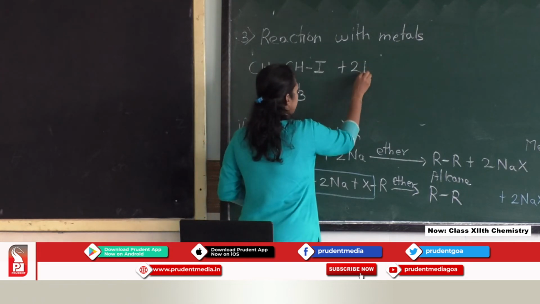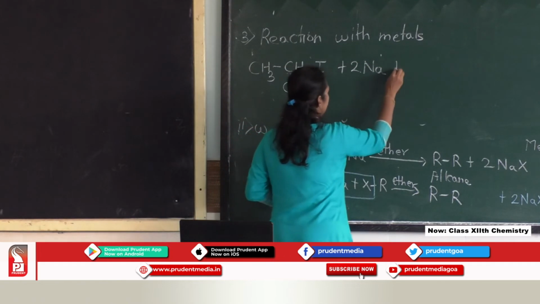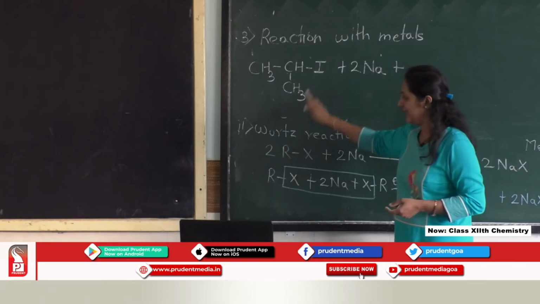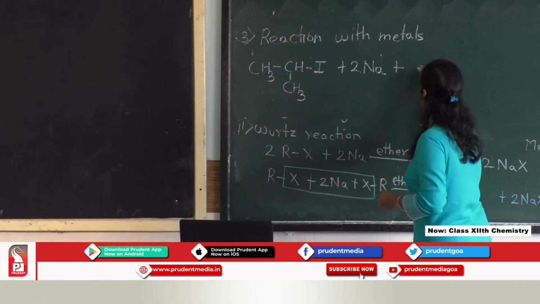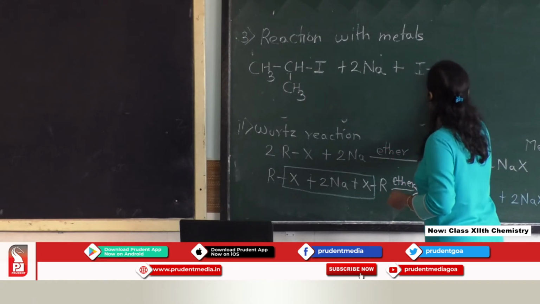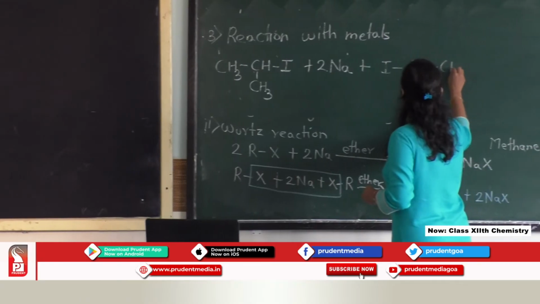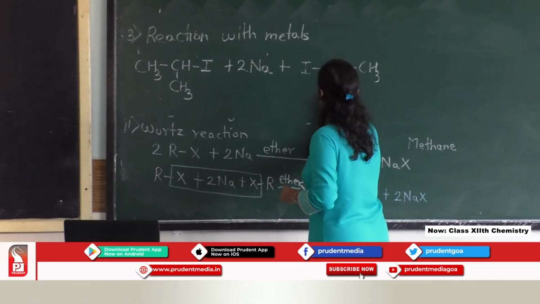So, treat that with the sodium metal. Now, the same reactant, because we are taking two molecules of that. So, the same we are taking in an opposite way. So, it will be ICH CH3 CH3.